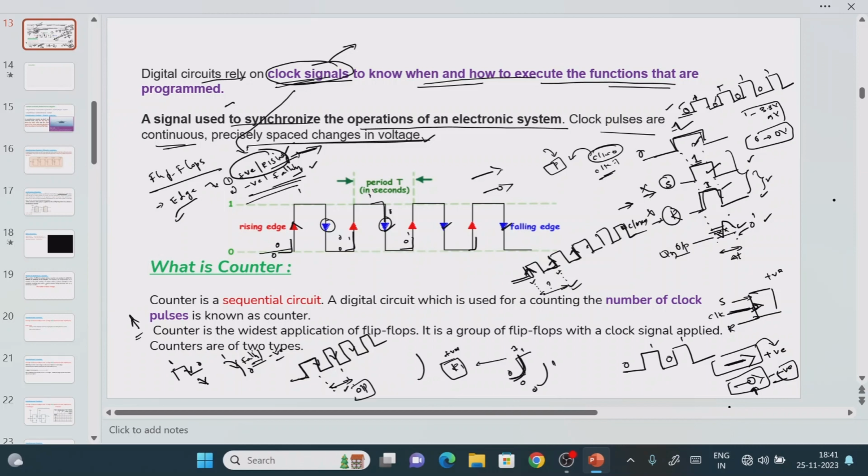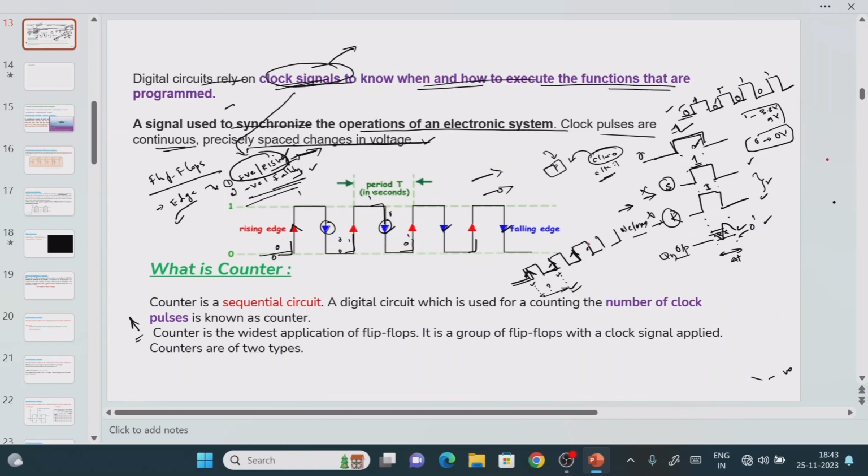If I keep a bubble inside of this one, it is called the negative edge representation. So from here, the point you have to understand is that digital circuits completely rely on the clock signal to know when and how to execute the functions. It means that the moment you give the input, you will not get the output unless there is an activation of the clock signal. This is the one point you have to remember. So edge triggering means we have the positive edge and the negative edge. This is how we can represent it.